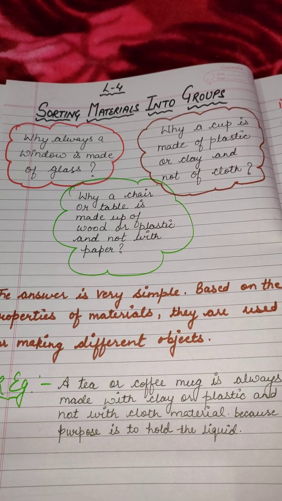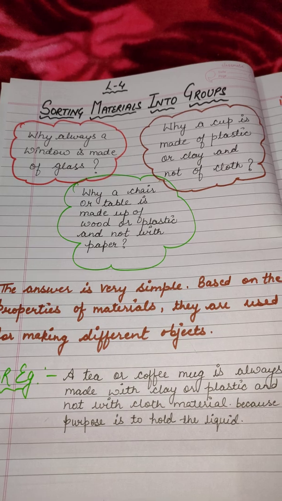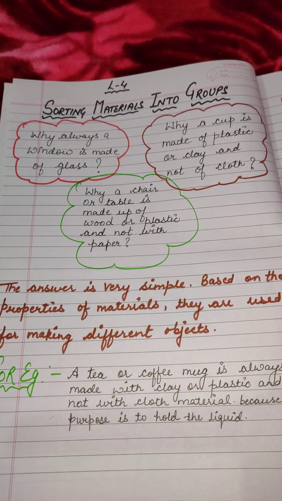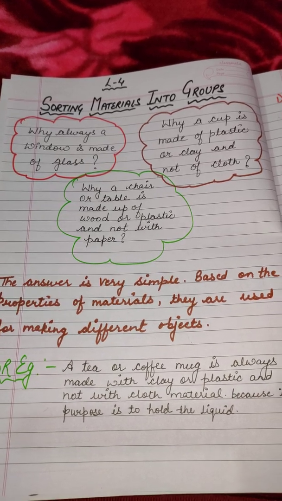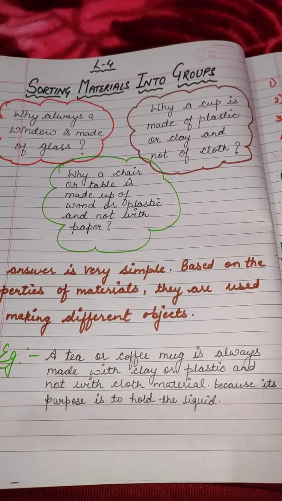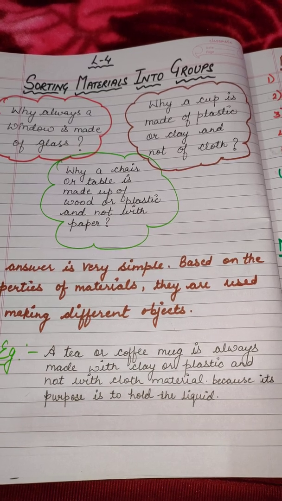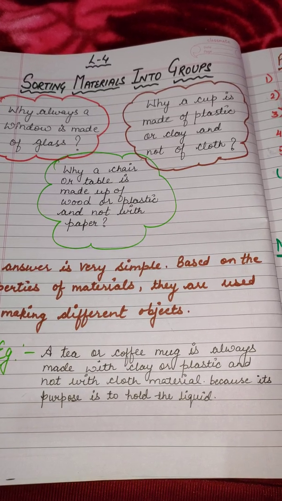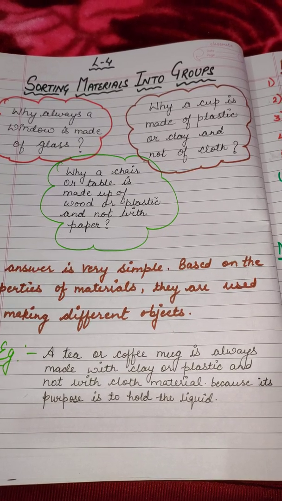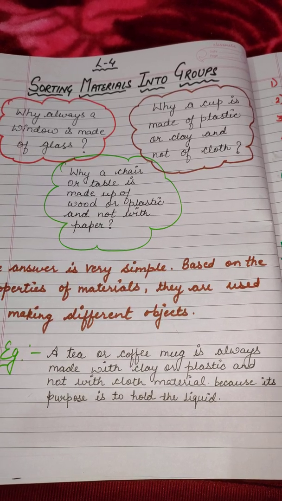The answer is very simple. Based on the properties of materials, they are used for making different objects. For example, a tea or coffee mug is always made with clay or plastic and not with cloth material, because its purpose is to hold the liquid. And if we try to make a coffee mug with cloth material, it will not be able to hold the liquid.